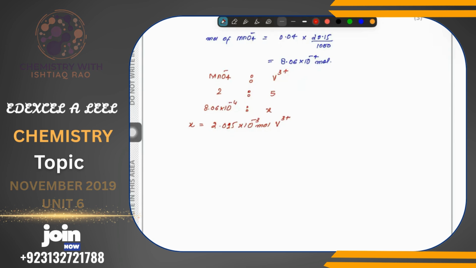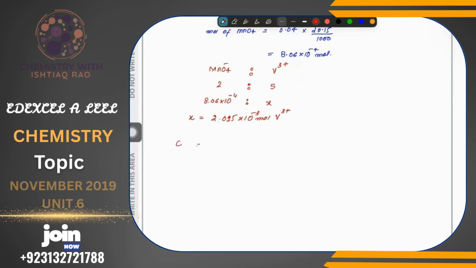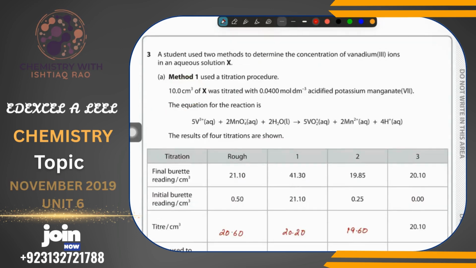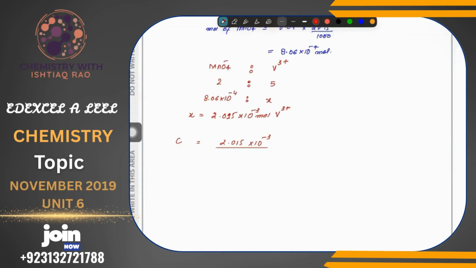So then we have to find out the concentration. That's moles divided by volume. What's the volume? I think volume is given. That was 10 cm cube, right? Yeah, 10 raised to the power minus 3. What's the concentration? 0.2015 mole per decimeter cube.